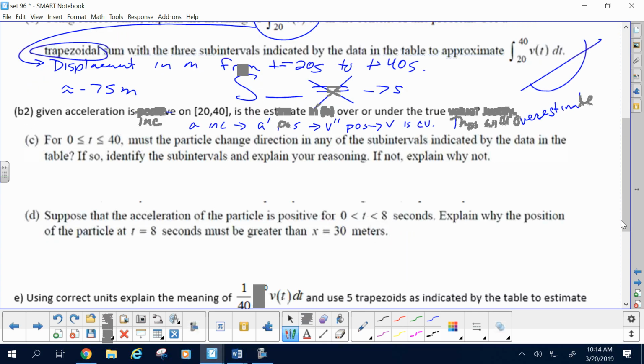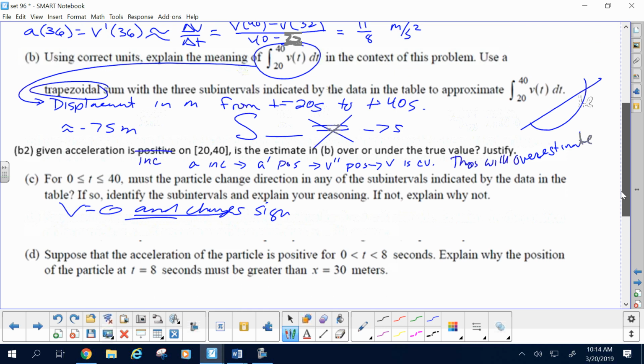Part C. Must the particle change direction? This is a very common point loss, and you might have done the same thing. I'm sure I lost this point the first time I did this. Is it enough to say v equals 0? Does that infer changes direction? It does not. From that, we can infer there's a rest. That is not the same as changing direction. You must state that it changed sign. That needs to be said, not just v equals 0. Okay? So you could say something like v equals 0 and changes sign.